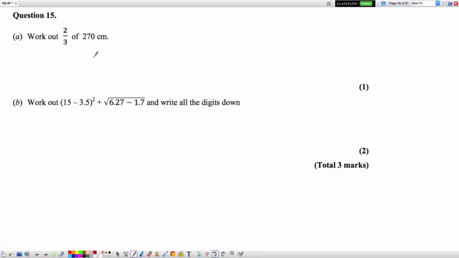Work out 2/3 of 270. First we find 1/3, so 270 divided by 3, and then we multiply by 2. Or, putting straight into our calculator, 2/3 times 270. The answer we're going to get is 180.